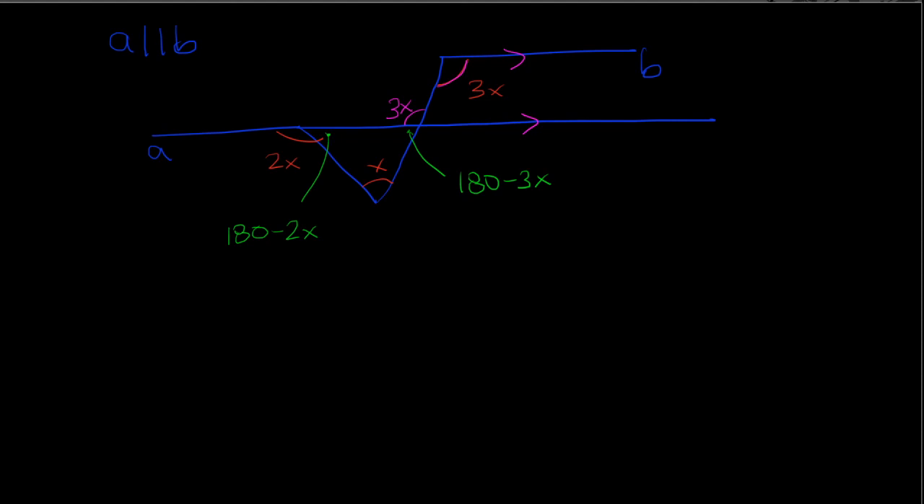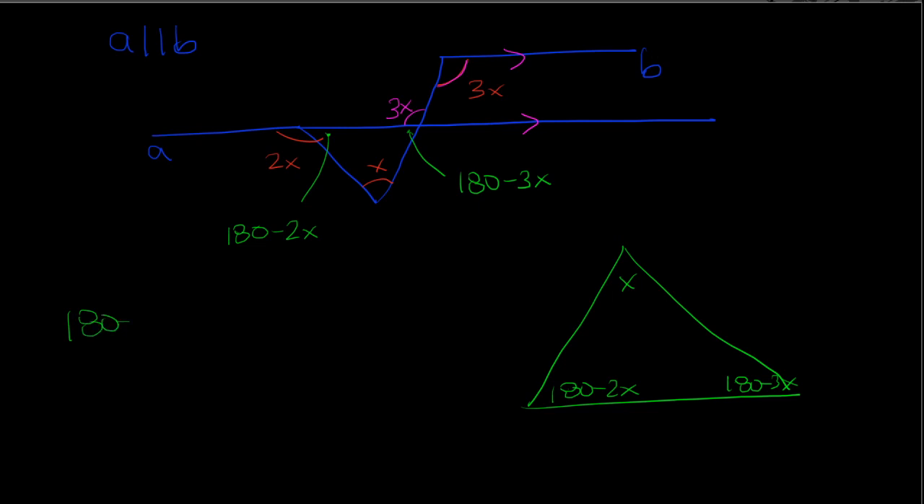So we have a triangle. Let me redraw this. We know one angle is 180 minus 2x. The other angle is 180 minus 3x. And the other angle is x. The sum of the interior angles of a triangle is 180. So we're going to add up all the angles, and we want to set them equal to 180.